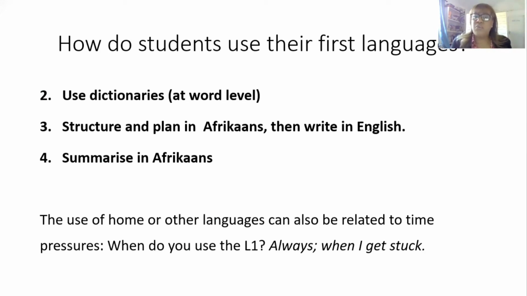The use of home or other languages can also be related to time pressures. And when do you use the L1? And I assume not always, when I get stuck, then I use my L1. And even if they would claim that they do not use the L1 when writing in English, they do actually lean on their home language.